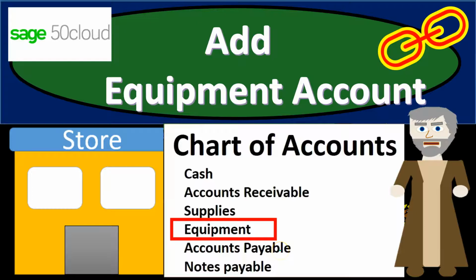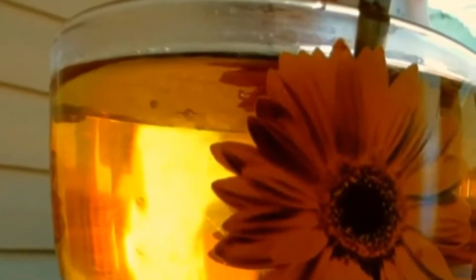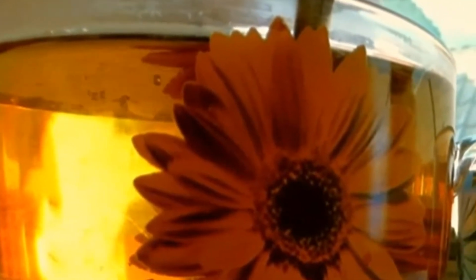In this presentation, we will add an equipment account, which is a fixed asset or depreciable asset type of account, and the beginning balance related to it. Time to administer the bookkeeping remedy of Sage 50 Cloud Accounting.